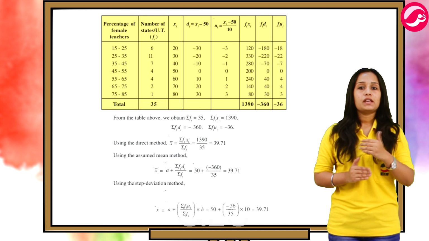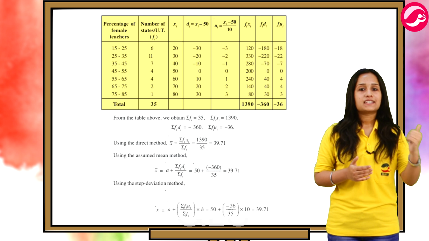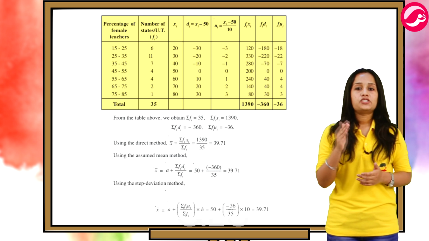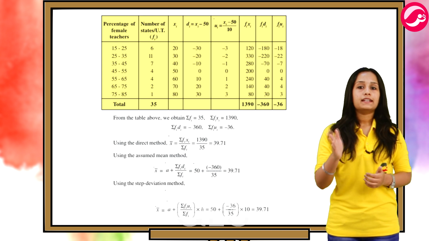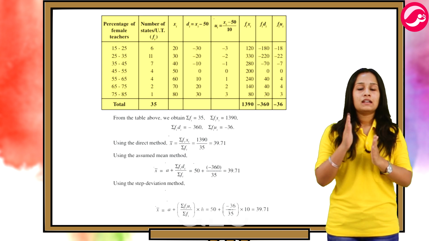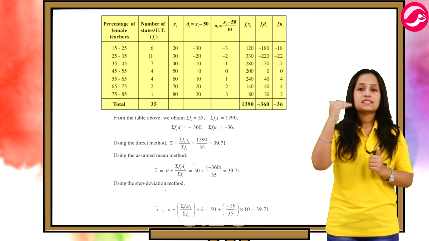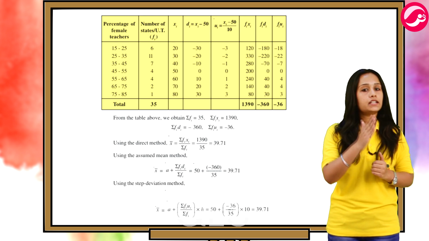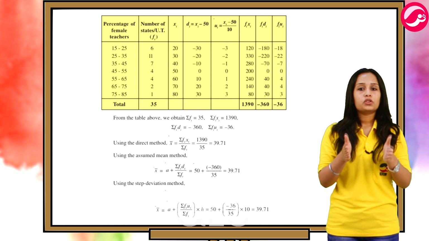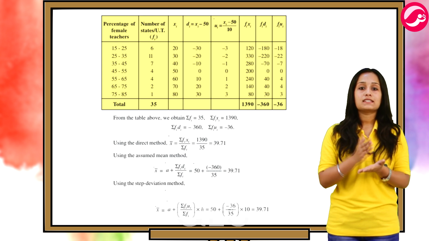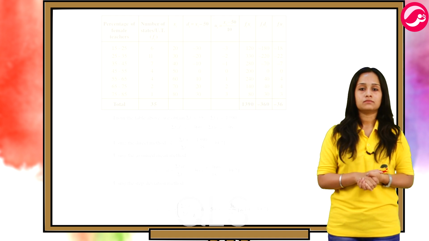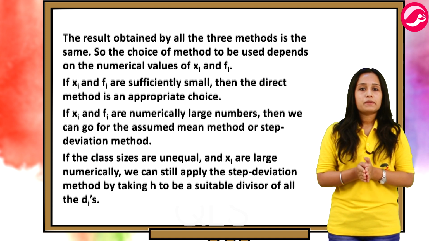Now the step deviation method, which is x bar is equal to a plus h into sigma of fi ui divided by sigma of fi, that is equal to 50 plus 10 into minus 36 by 35, that is again 39.71. Therefore, the mean percentage of female teachers in the primary schools of rural areas is 39.71. The result obtained by all the three methods is the same.